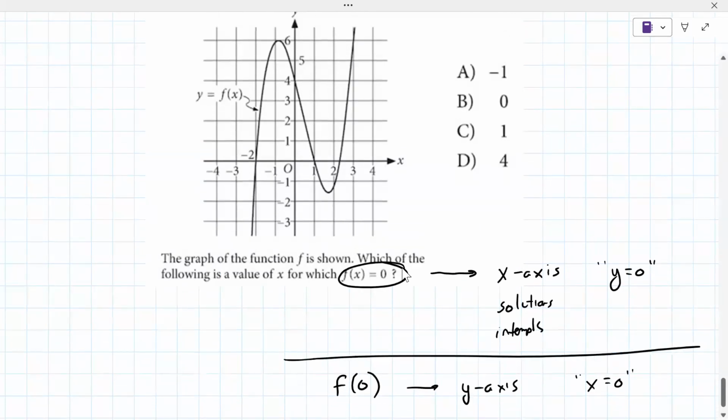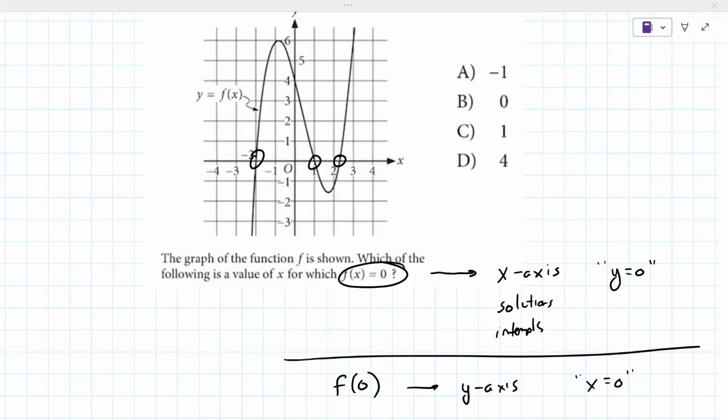The question is asking, if I could use just plain English, it's saying, where does it cross or touch the x-axis? -2, 1, and 2 and some change. I don't know, somewhere in there. So which of these answers is correct based on that? Right, so there's one there, there's one there, and there's one there.